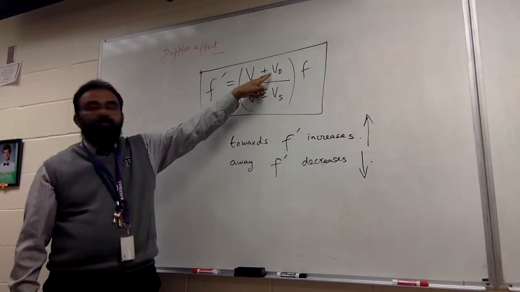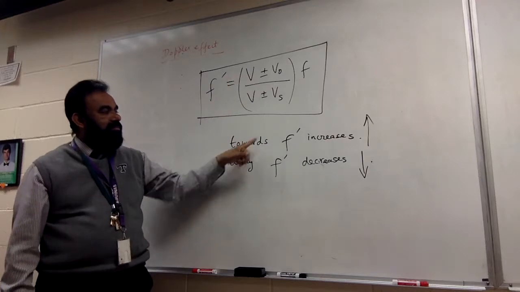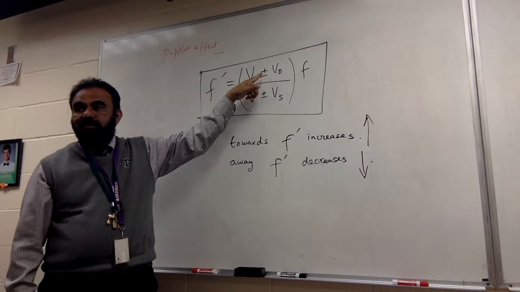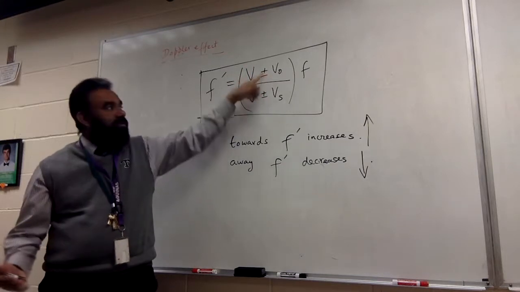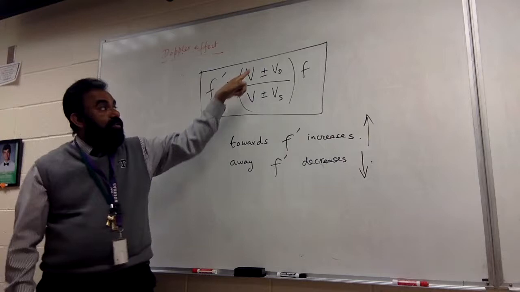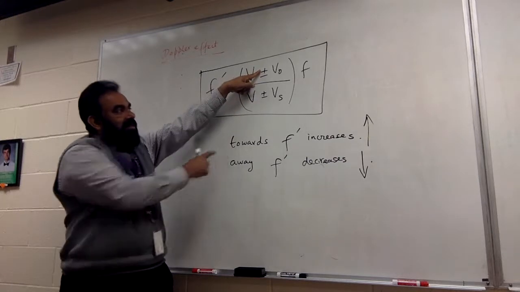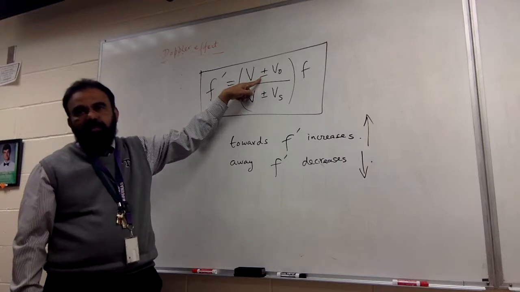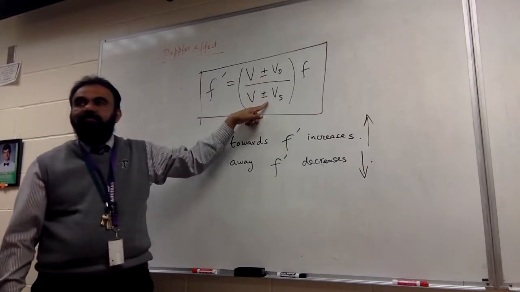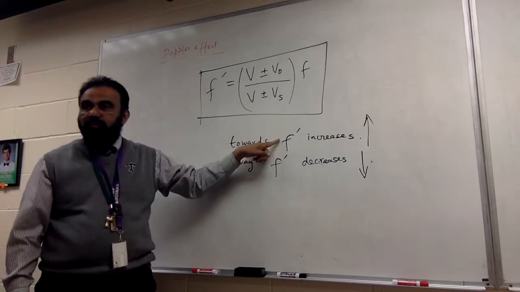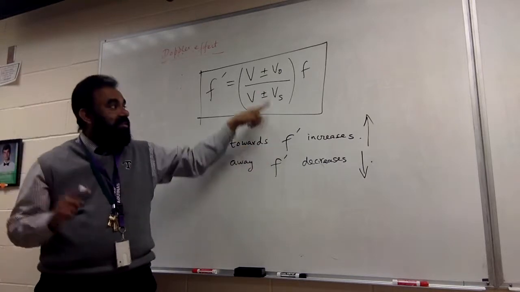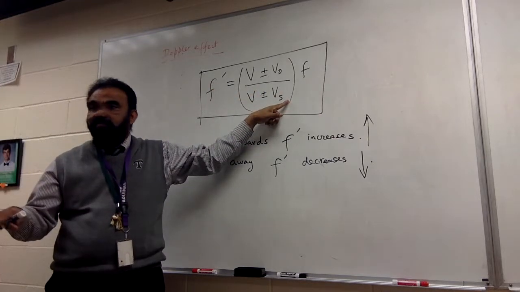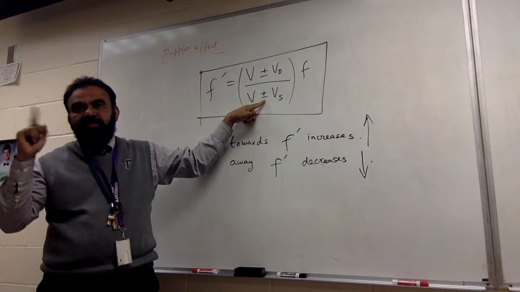Right, so if the observer is going towards, what should happen to F prime because of the observer's motion? It should go up, right? Numerator has to go up, so you choose plus. So you will choose plus if the observer is going towards. You'll choose minus if the observer is going away. Now source. If the source is going towards, frequency should increase. And if the frequency has to increase, the denominator should decrease. And so you choose minus. That's why I said intelligently choose the signs.